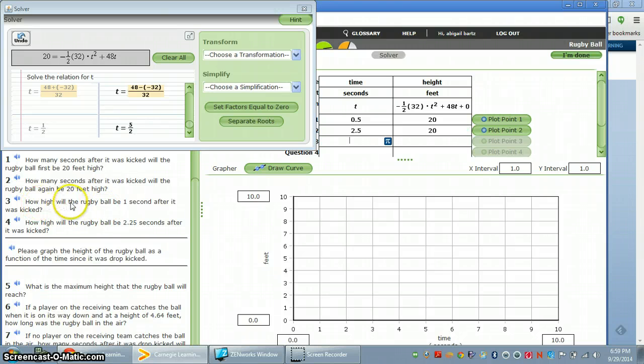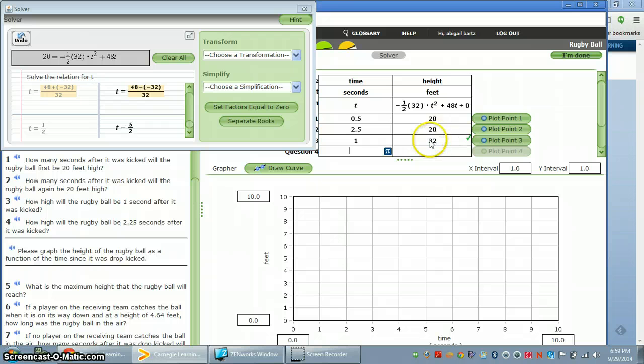In question 3, how high will the rugby ball be in 1 second? Now they're giving you the time. They're giving you the variable t, and so what that means is you can plug the variable t into your equation. So it's 1 that's being squared plus 48 times 1. Again, it simplifies just like a calculator. You can do it here.